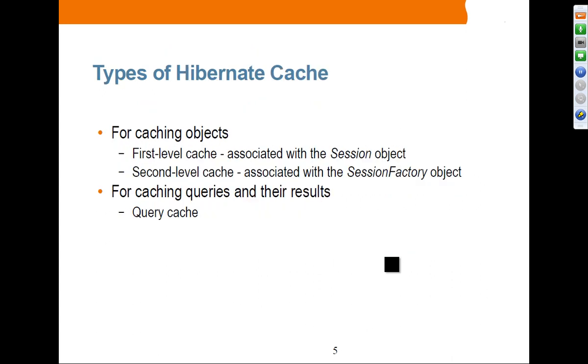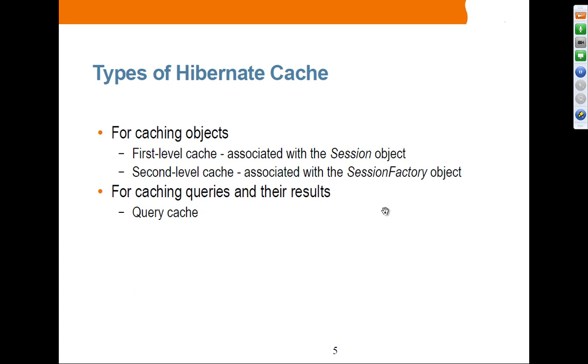Okay, types of Hibernate cache. For caching, there are two different categories. One is for caching objects, and the other one is for caching a query and its result. For caching objects, there are two different types, first level cache and second level cache. The first level cache is associated with the session object, while the second level cache is associated with the session factory object. And I'm going to talk about the differences between these two in the following slide.